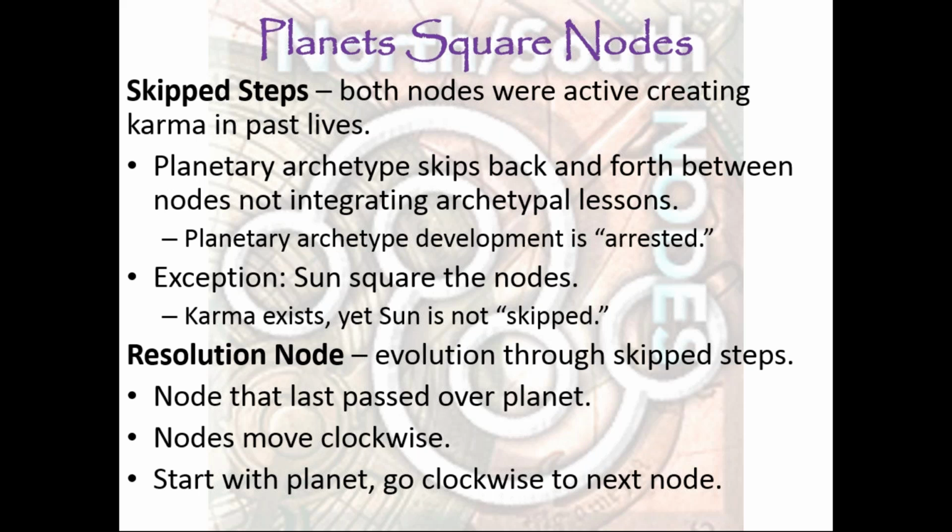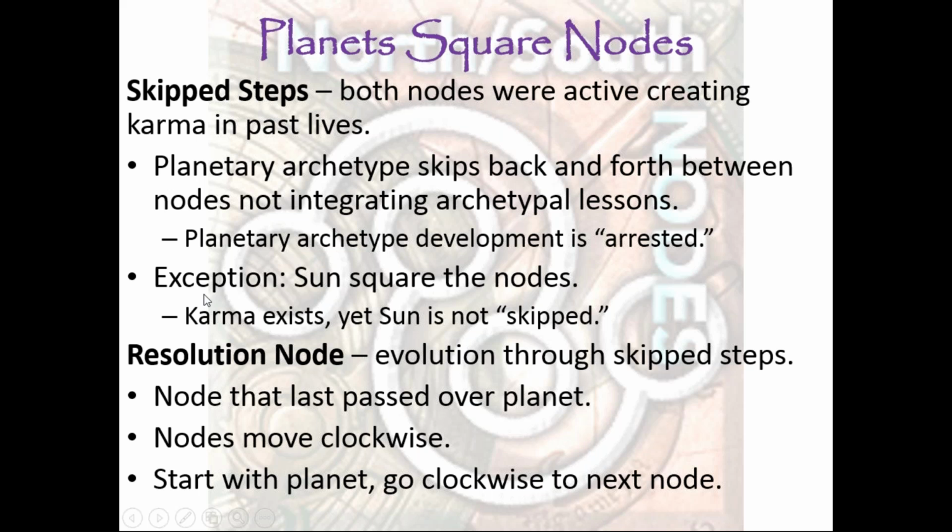Of course, today we're looking at Venus square the nodes. So everything that we looked at in our previous slides about archetypes with Venus is skipped, is stuck, sometimes I will say. It is not evolving. And so that planetary archetype is arrested. That planetary archetype, when it's Venus, all of those Venus principles in their archetypes that we looked at, again, they're stuck, they're arrested, they're not evolving.